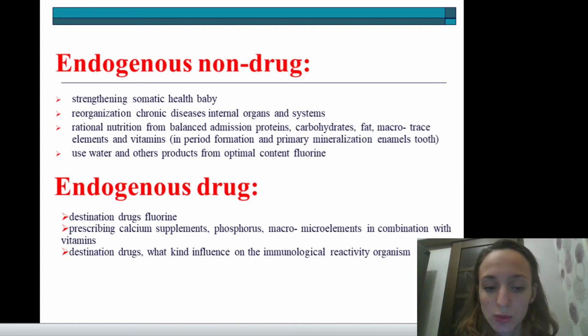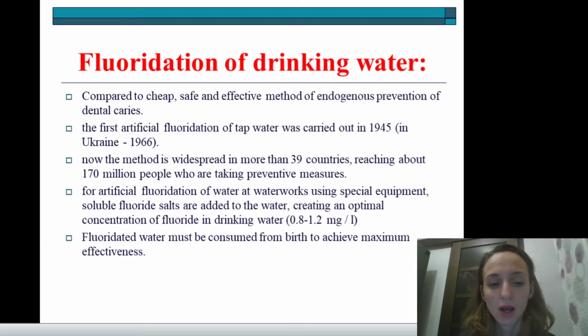Prescription of drugs which influence the immunological reactivity of the organism. Fluoridation of drinking water: you should know about this method because it is comparatively cheap, safe, and an effective method of endogenous prevention of dental caries. The first artificial fluoridation of tap water was carried out in 1945, and in Ukraine it was used in 1966.